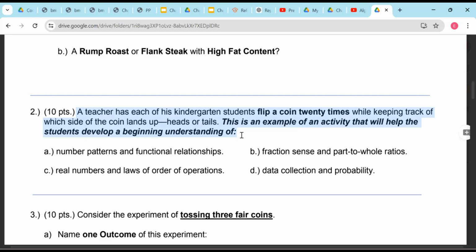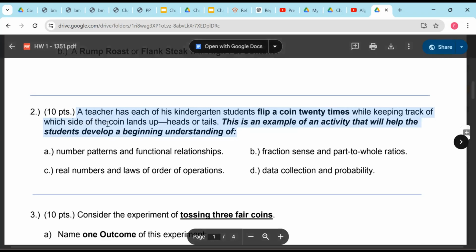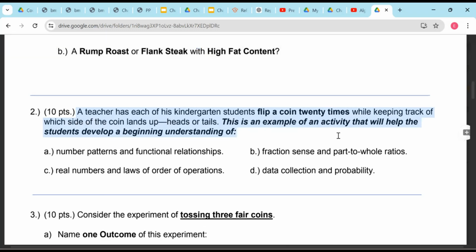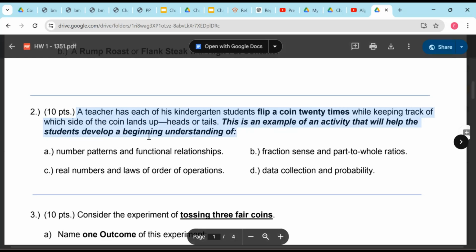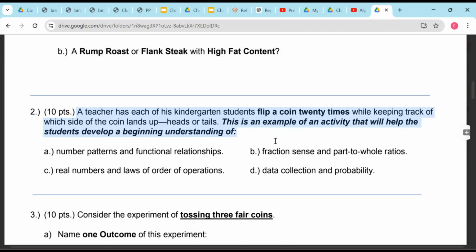So it says a teacher has each of his kindergarten students flip a coin 20 times while keeping track of which side the coin lands up, heads or tails. This is an example, an activity that will help the student develop a beginning understanding of, well, what are we talking about here?